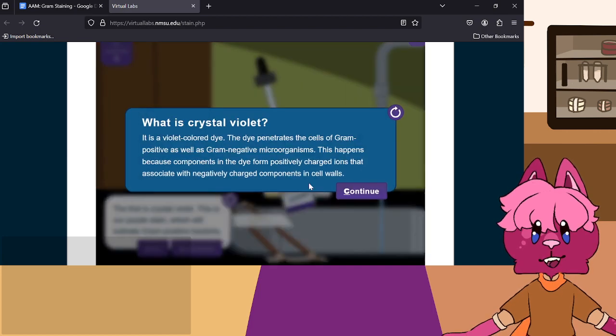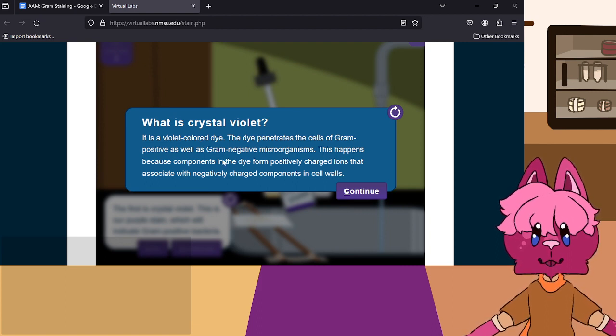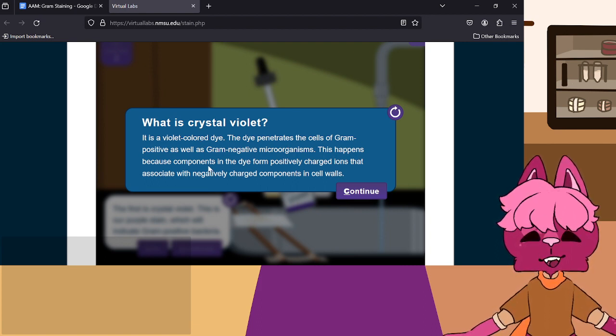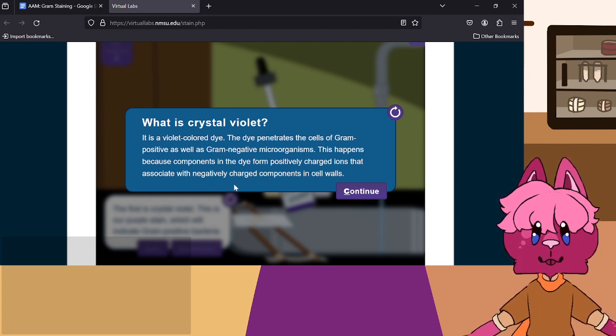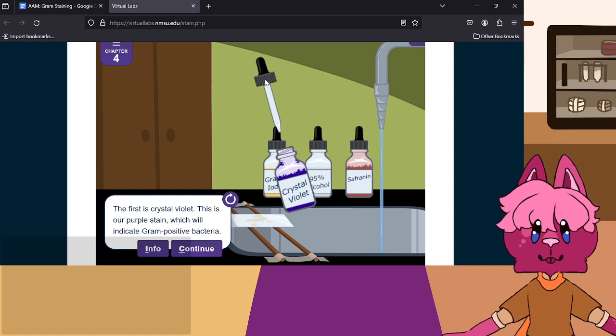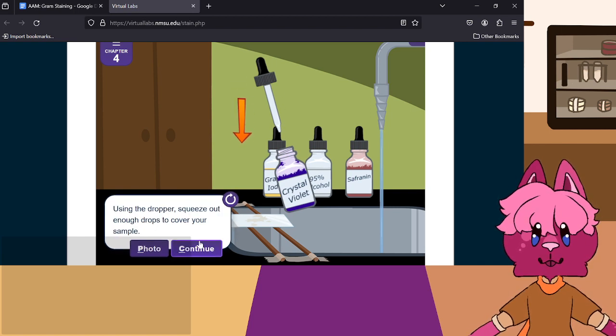So we have 4 stains. Crystal violet is a violet-colored dye. The dye penetrates the cell, gram-positive as well as gram-negative microorganisms. This happens because the dye forms positively charged ions that associate with negatively charged components of the cell wall, aka our beloved peptidoglycan.